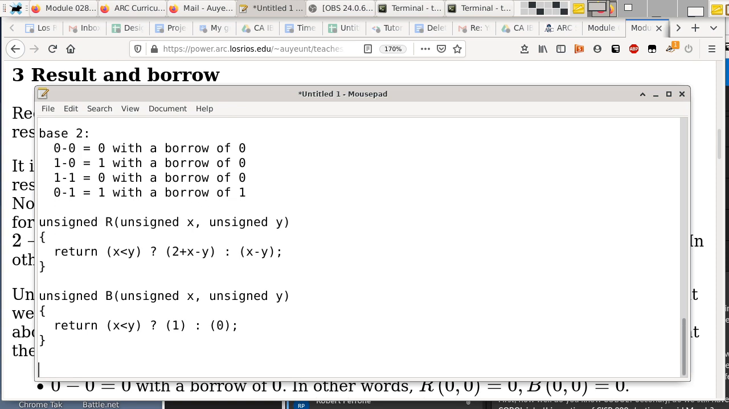The same, exactly, because we don't need to use the base at all. We just need to say, is digit x less than digit y? If so, we have a borrow of 1. Is that okay? Yes? Wouldn't it be easier for the R to just say if x and y aren't the same? Yes. So we're going to get there.